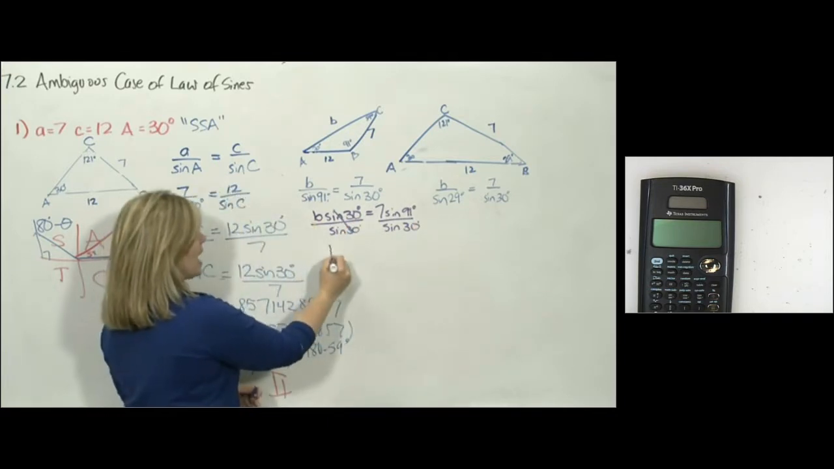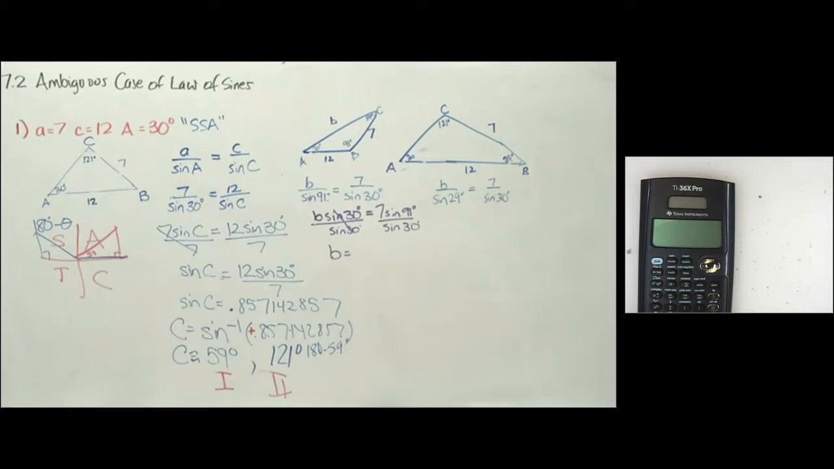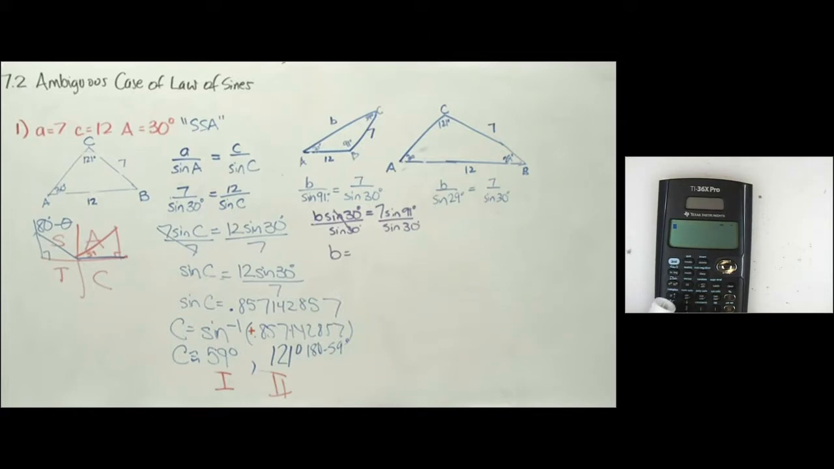Finding B is finding a side. We're going to type that in our calculator. So right now I have the Pro up. It doesn't matter which calculator. They all work the same for this. So I would type 7 sine 91 divided by sine 30. And there is my side B.